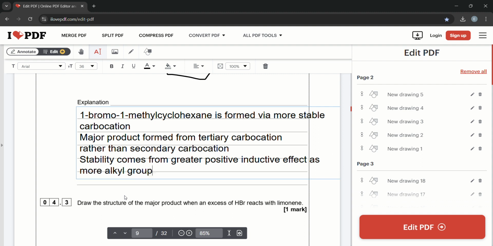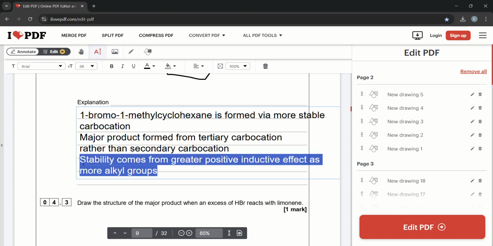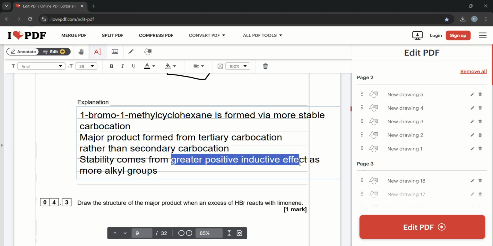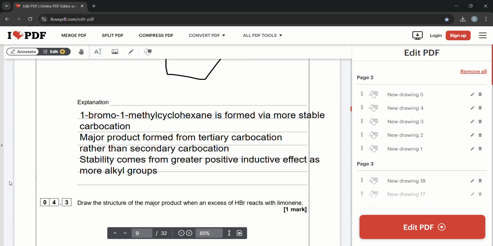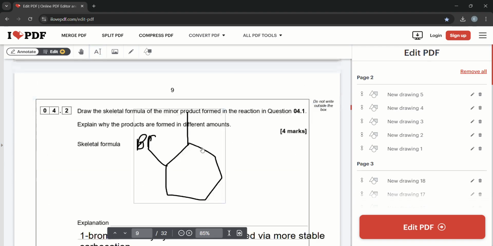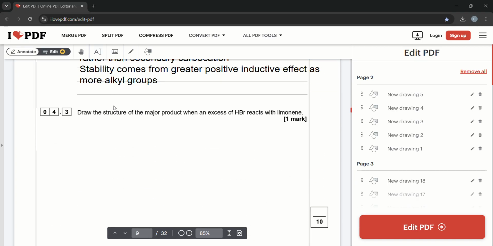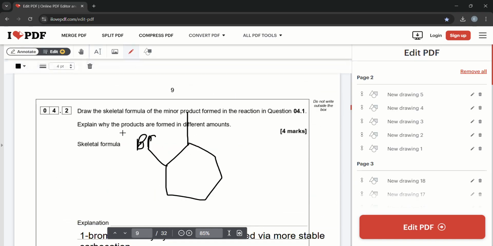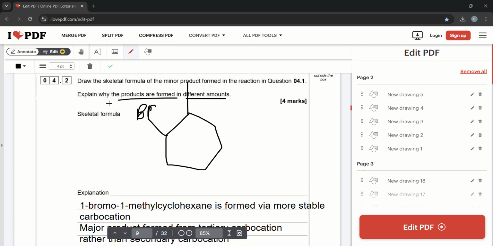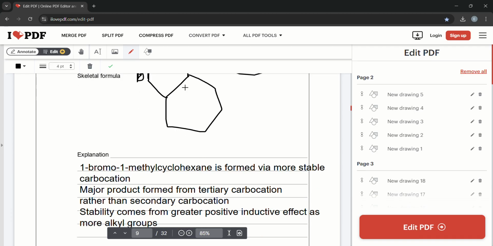Now, this part you could basically copy and paste into any real question that asks you to talk about stability: greater positive inductive effect as there are more alkyl groups. Just memorizing that will put you in a better position when attacking these types of questions, where products are formed in different amounts, or why the stability of products differs, and so on.